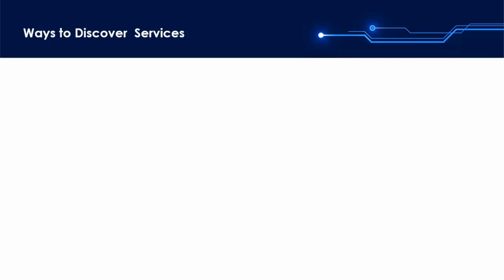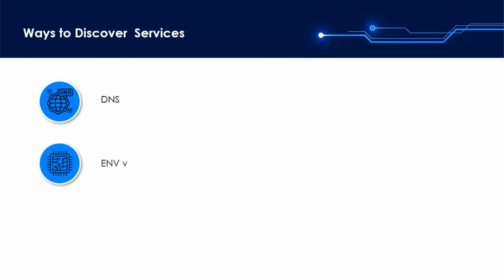Now, let's explore the different ways to discover services. The recommended method to discover services is through DNS, where a DNS server is added to the cluster to watch the Kubernetes API. Next is env-var, where kubelet will add an environment variable for each active service and make it discoverable.